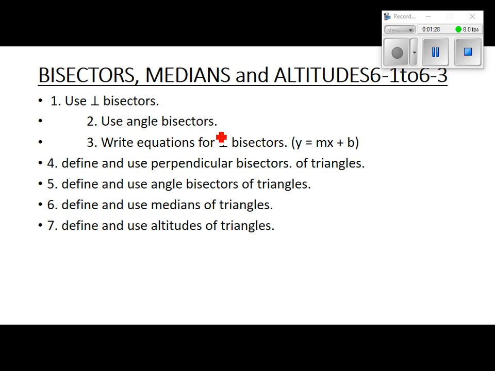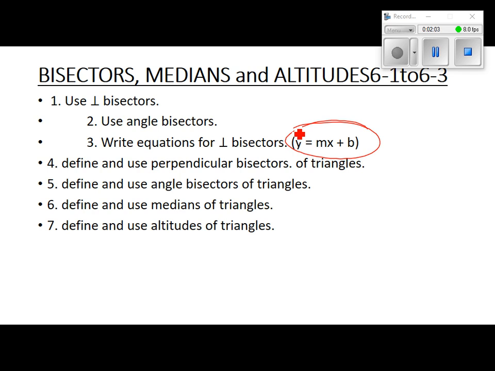What's this symbol mean again? Perpendicular. So perpendicular bisector. Perpendicular means they come together to form what? Right angles. Bisector means it does what? Splits into two equal parts. All right? So perpendicular bisector, we're going to talk about those. Angle bisectors. What's an angle bisector do? Splits an angle into two equal parts. Build right equations. We did this. What's that form called again? That was on the crossword. Slope intercept. Good.